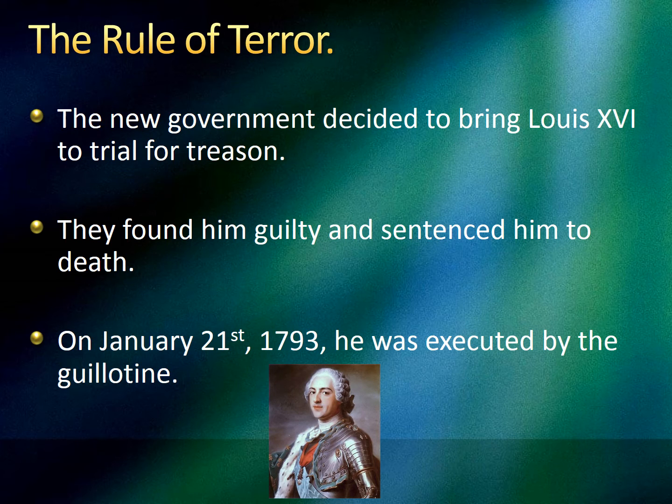So the rule of terror. The new government decided to bring Louis XVI to trial for treason. They found him guilty and sentenced him to death. Now, by a slim margin he is sentenced to death, but either way, he is sentenced to death, and he is executed on January 21st, 1793, by the guillotine.